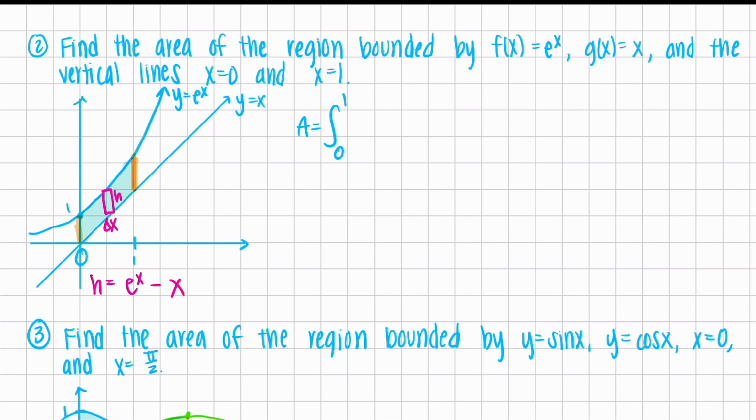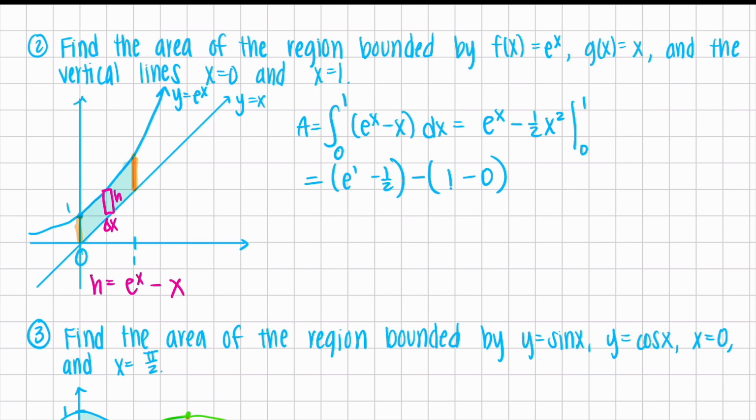So I am taking my integral of e to the x minus x, top minus bottom, dx. When I do that, that's going to be e to the x minus 1/2 x squared. And we're evaluating that from 0 to 1. When we plug in, I get e to the 1 minus 1/2 minus, plug in 0, e to the 0 equals 1, and I'll get minus 0. This is going to be e minus 1/2 minus 1, which is e minus 3/2. And that is our second example.